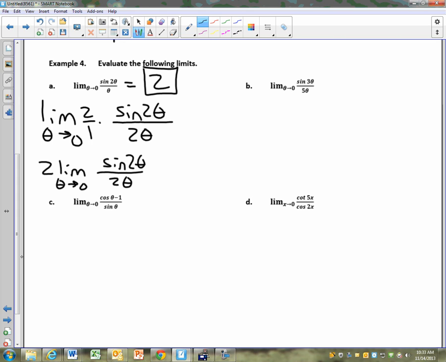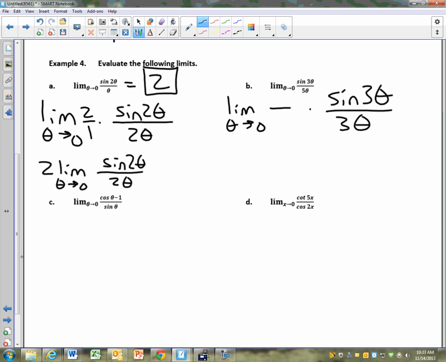Okay, let's try another one. See if you see it after this one. Is it easier to change the 3 theta on the inside there, or is it easier to change the 5 theta? It's easier to change the 5. So, what we would like to do is, instead of seeing a 5 there, what would you like to see? A 3. So here's what I'm going to do. I'm going to write sine of 3 theta over 3 theta.